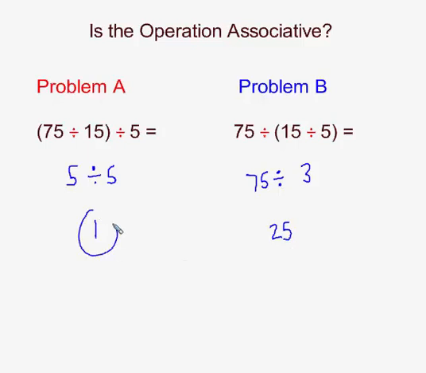Notice that I did not get the same answer to problem A as I did problem B, and that is because the operation of division is not associative. The order in which you perform the operations, left first then right, or right first then left, makes a big difference in your answer. So division is not associative.